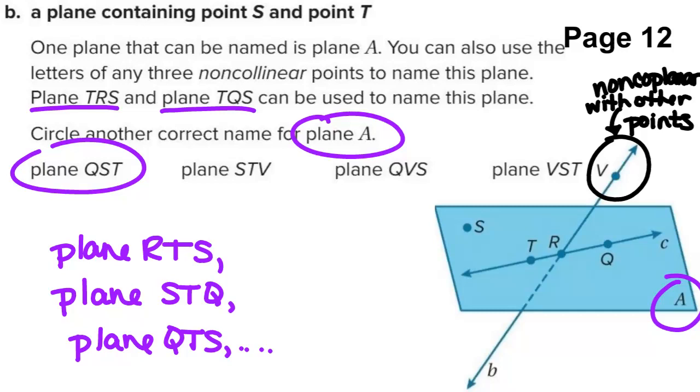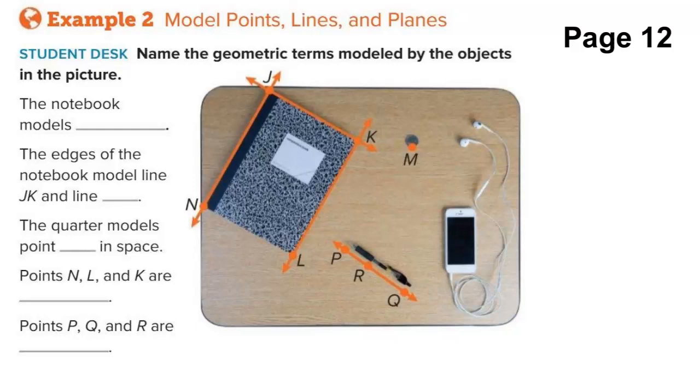All right, let's look at some everyday objects and how you see some of these geometric ideas represented or modeled by everyday objects that we have. This composition notebook here, if I look at the whole notebook, does that remind you more of a point, a line, or a plane if I look at that entire flat notebook? A plane.